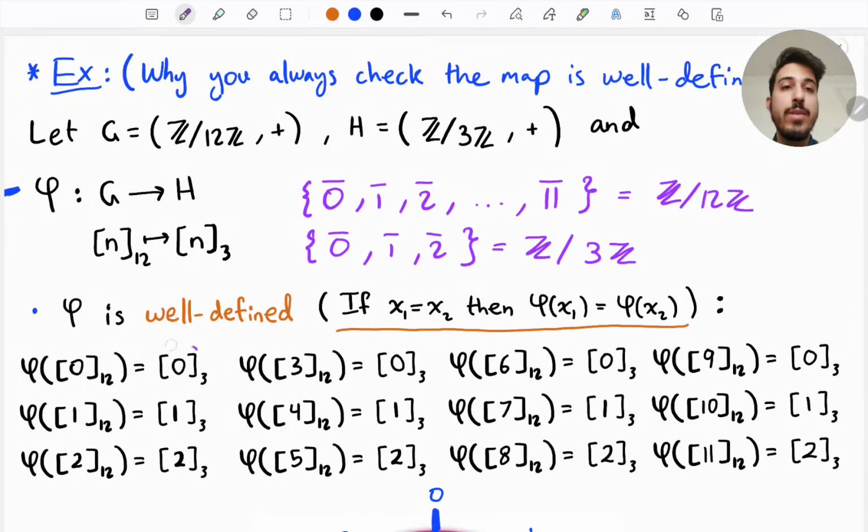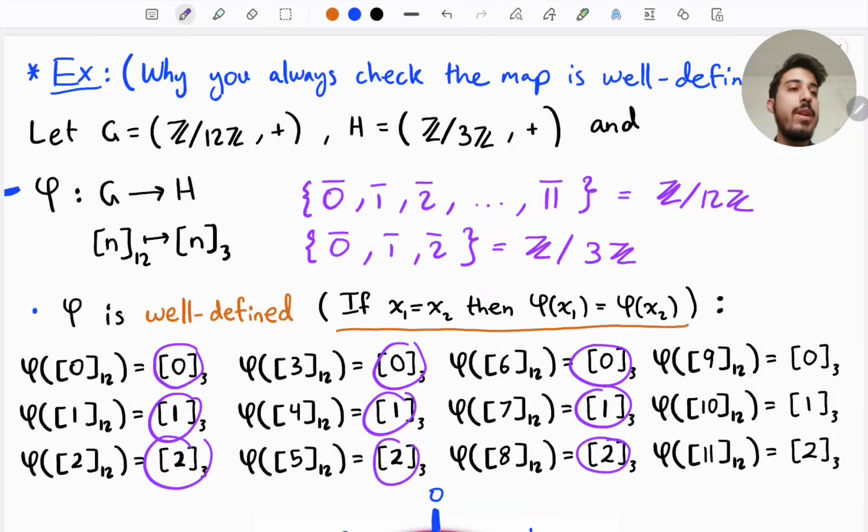So phi of 0 is 0, phi of 1 is 1, phi of 2 is 2, phi of 3 is 3, but 3 is equal to 0 mod 3, and 4 is 1 mod 3, 5 is 2 mod 3, 6 is 0 mod 3, 7 is 1 mod 3, 8 is 2 mod 3, 9 is 0, 10 is 1, and 11 is 2. So you can see that there is a kind of repetition going, 0, 1, 2, 0. So what is going on? Why is there such a repetition?